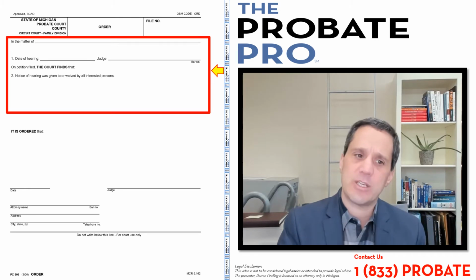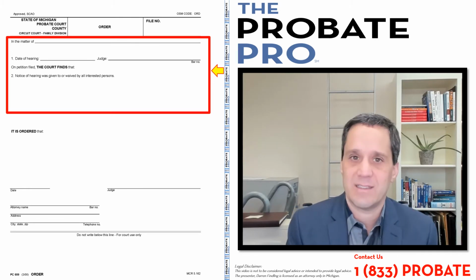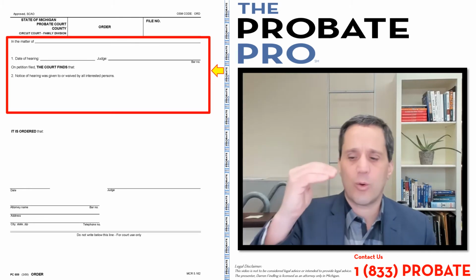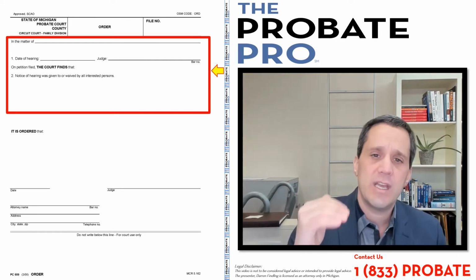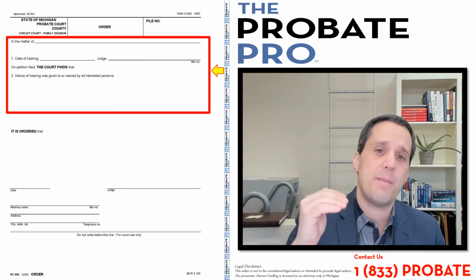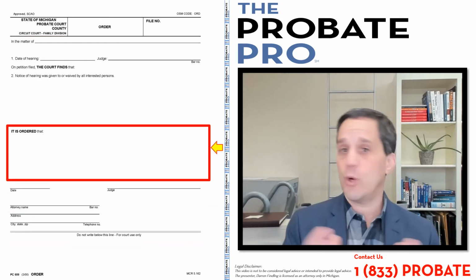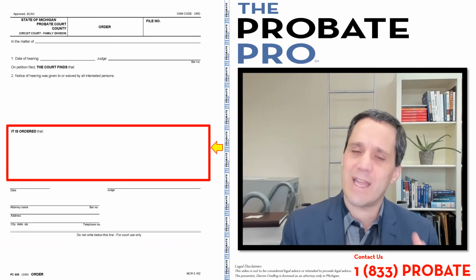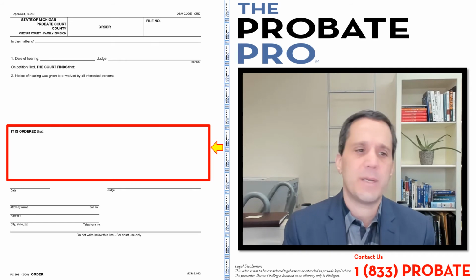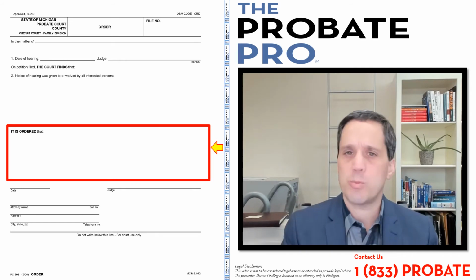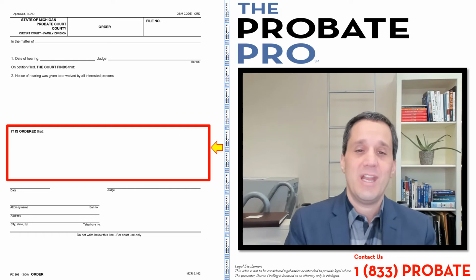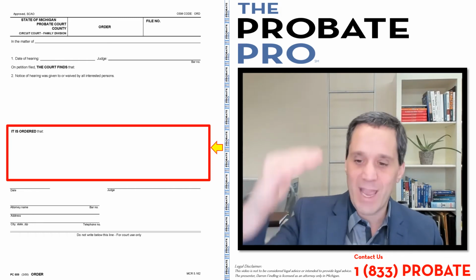And then there's a space here for the court to make findings. So findings could be that the court has taken an evidentiary hearing and made certain findings of facts. The bottom section is the order section. And again, there's not a lot of room here. So this form is typically used when the court is making a small ruling here. But if it's extensive, typically these are hand drafted.